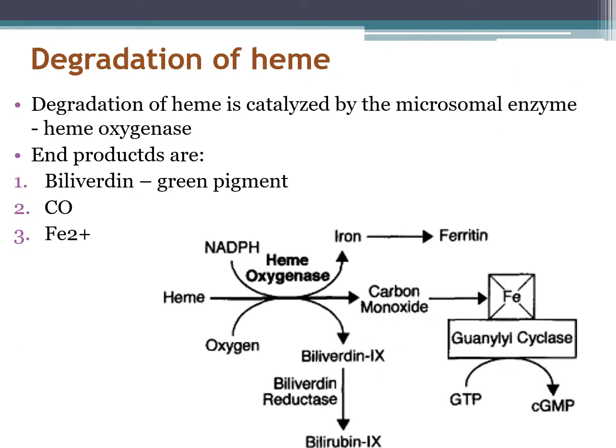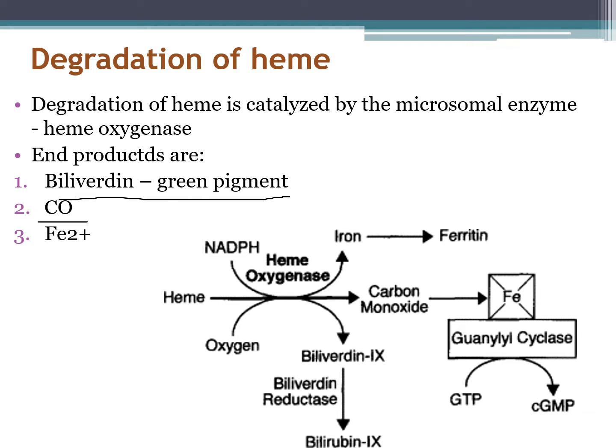The degradation of heme is catalyzed by the microsomal enzyme hemoxygenase, and the end products are biliverdin, which is a green pigment, carbon monoxide, and iron. As you can see, biliverdin is a green pigment, and carbon monoxide is very toxic to our body, so it is again reduced to carbon dioxide by the enzymes in the cytosol.